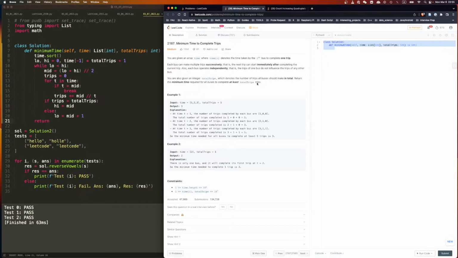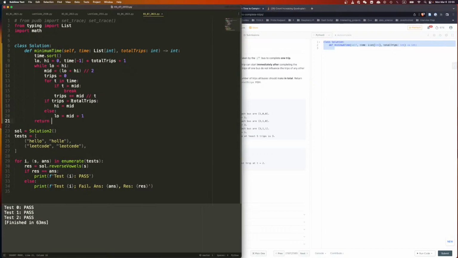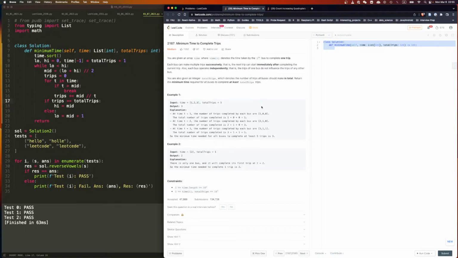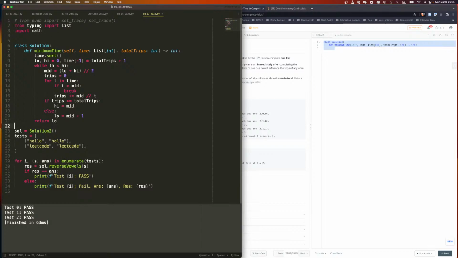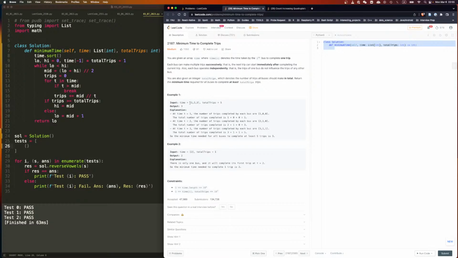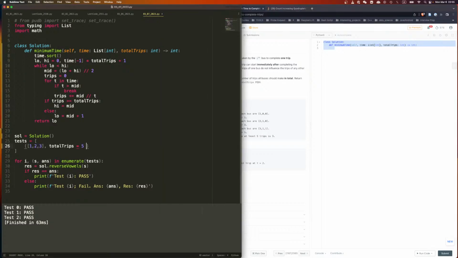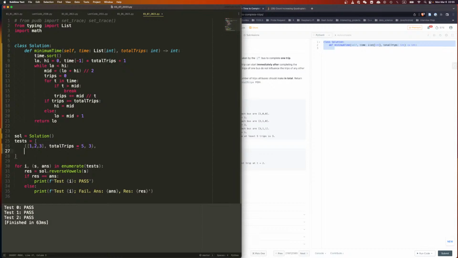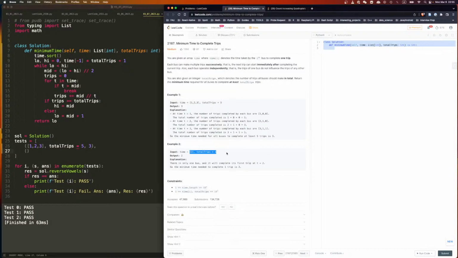So why don't we say if trips is larger or equal to, then we bring high to mid. How about this? Trips is larger or equal to. So if it's equal to, we try to move low as well. If it's smaller, that means it's definitely not good, so we're gonna bring up. So in this case, I think I might just return low. Okay, let's give this a shot. So this one should be 3. This one should be 2.